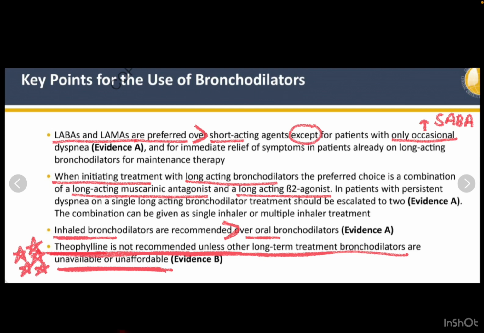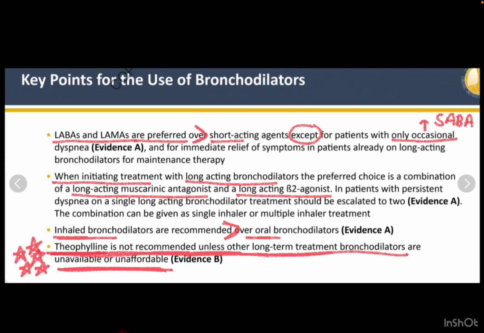Then they are telling that when initiating treatment with long-acting bronchodilators, the preferred choice is a combination of a long-acting muscarinic antagonist and a long-acting beta-2 agonist. In a patient with persistent dyspnea on a single long-acting bronchodilator, we have to escalate to the two. The combination can be given in a single inhaler or multiple inhalers, but we have to give the combination if the patient is not improving on a single long-acting bronchodilator. Then they are telling that inhalational bronchodilators are better than oral bronchodilators, obviously.